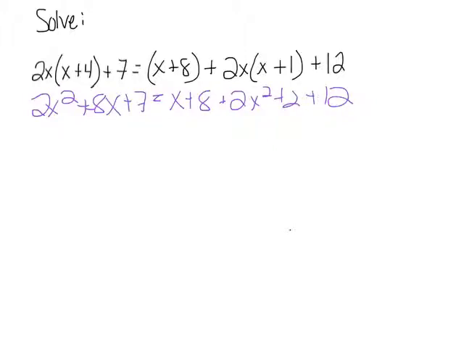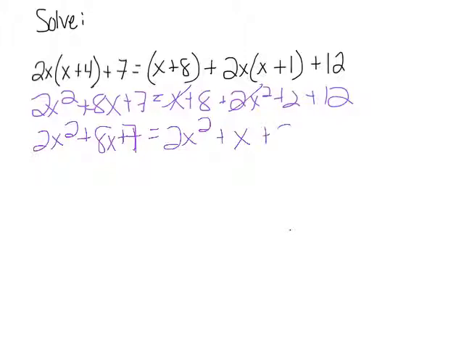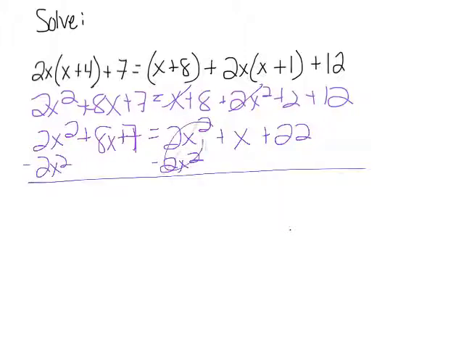There's nothing to simplify on this side of the equation sign, so I'm just going to look towards the right of the equation sign. And when I do that, I'm just going to rewrite the left side first. So I have 2x squared plus 8x plus 7 equals 2x squared plus x, and then 8 plus 2 plus 12 gives me 22. I realize that my 2x squareds are going to cancel out because I have 1 on both sides. So there's my 0 pairs there. So I get 8x plus 7 equals x plus 22.